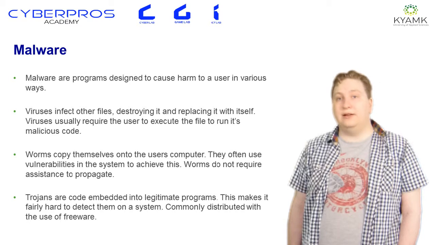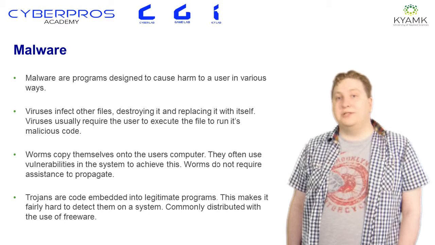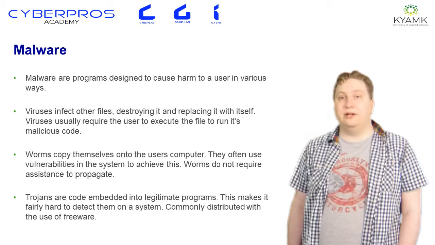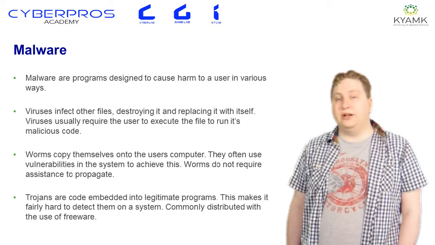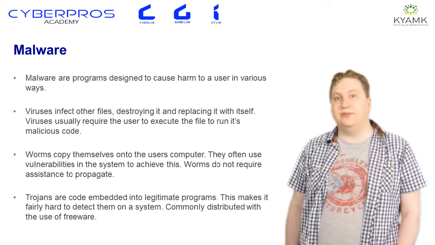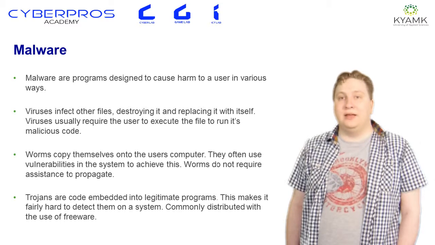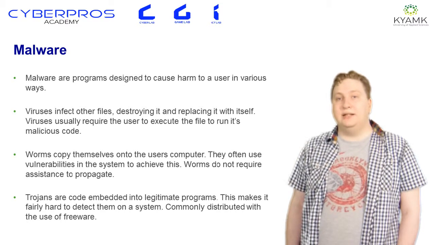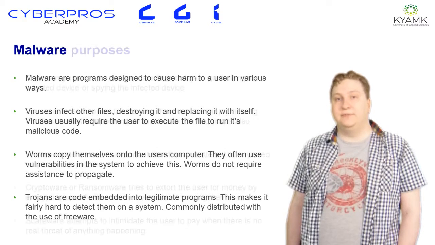Viruses infect a file, start to erase it, and then finally take it over. Viruses usually require the user to execute the file to run their malicious code. A worm, on the other hand, will just copy itself from the system, usually taking advantage of a vulnerability, while a Trojan will embed itself into a file, which makes it very hard to find Trojans.